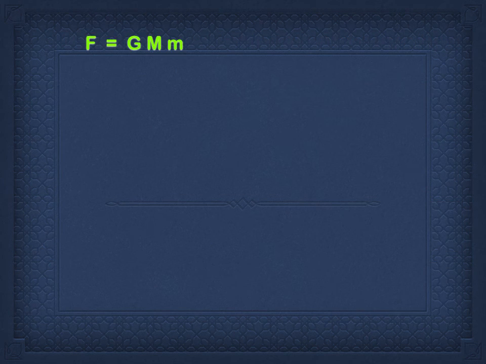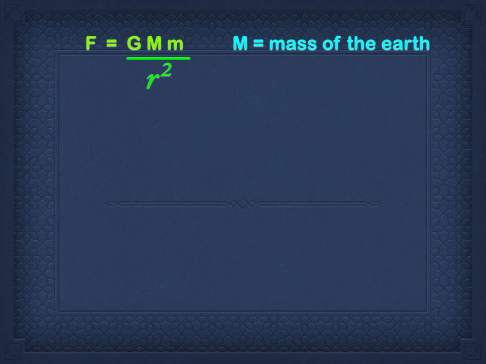Now we shall calculate the value of g, that is acceleration due to gravity on the surface of the earth. We can calculate the value of g by using Newton's universal law of gravitation for an object of mass m which is situated at a distance denoted by small letter r from the center of the earth. The law of gravitation gives F equal to G M m upon r square, as you can see on the screen, where M is the mass of the earth.